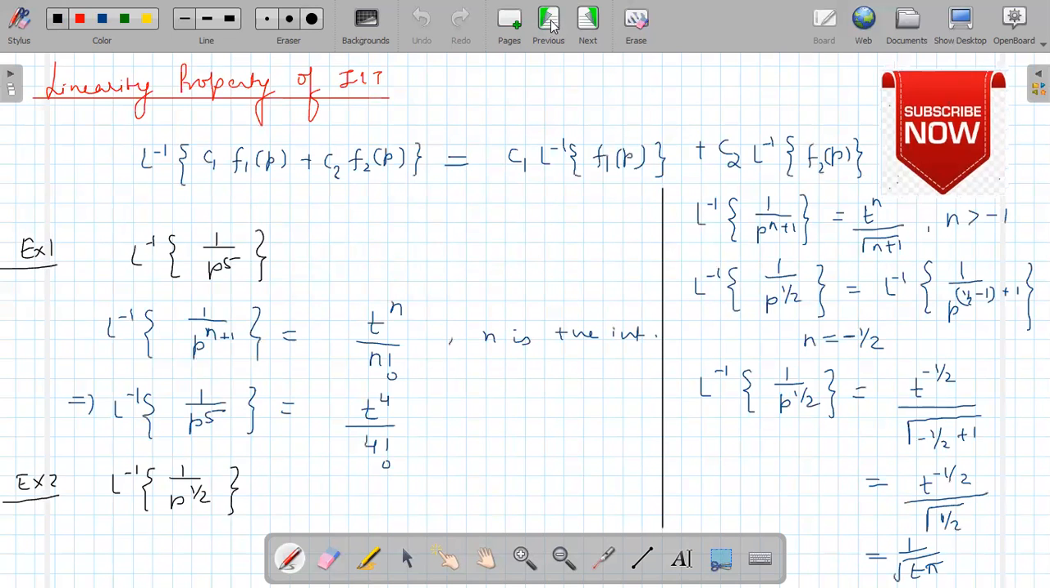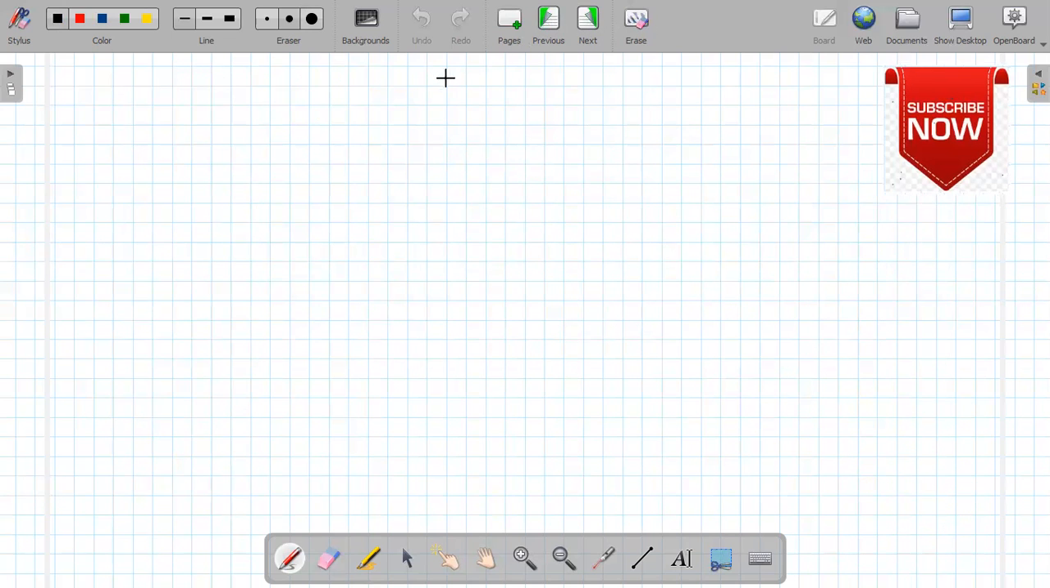Next example is example number 3. Find the Laplace inverse of 1 upon 2p minus 5.